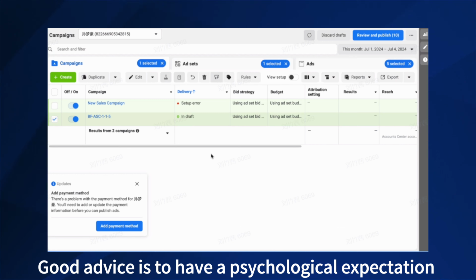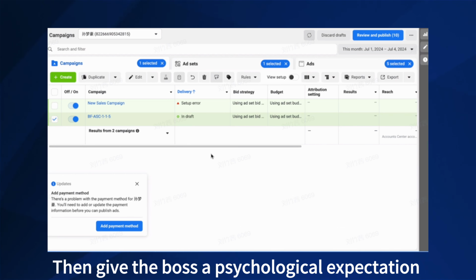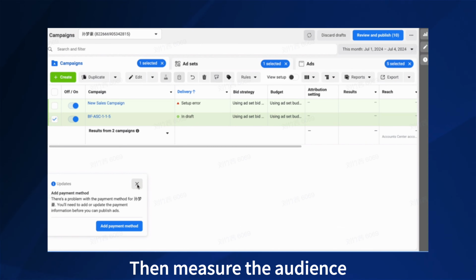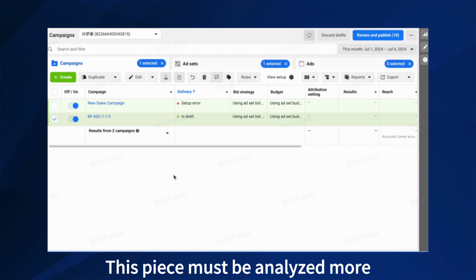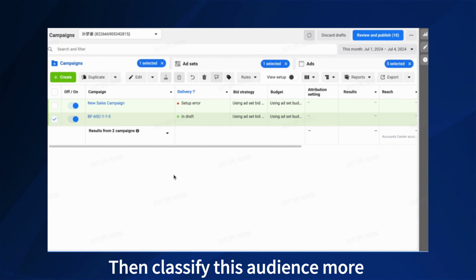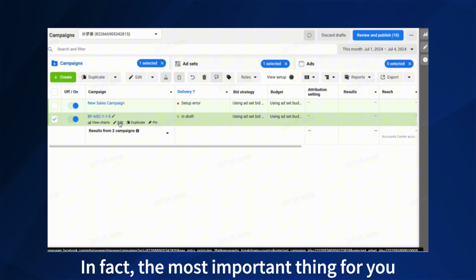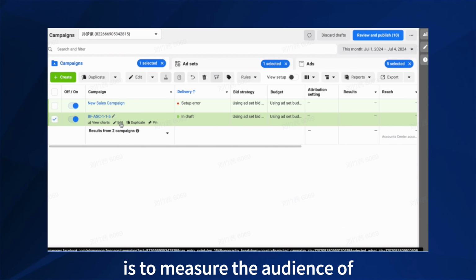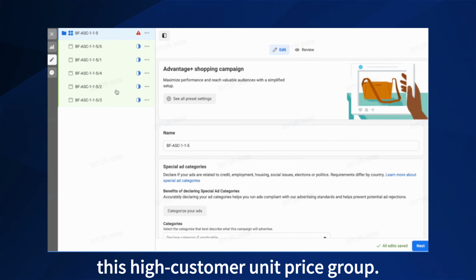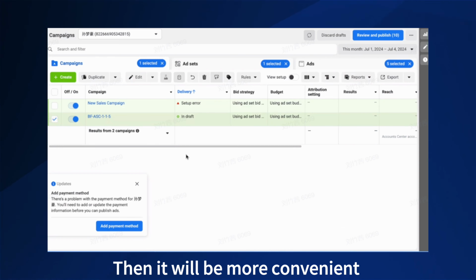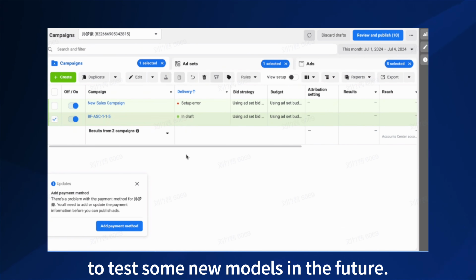Good advice is to have a psychological expectation with the boss. Then give the boss a psychological expectation when spending money. Then measure the audience. This piece must be analyzed more. Then classify this audience more and do targeted testing. In fact, the most important thing for you is to measure the audience of this high customer unit price group. Then it will be more convenient to test some new models in the future.